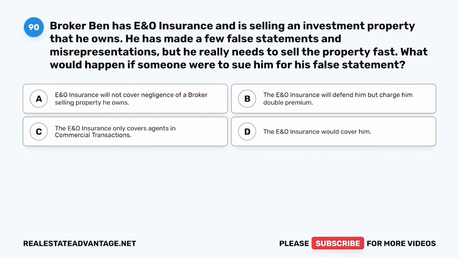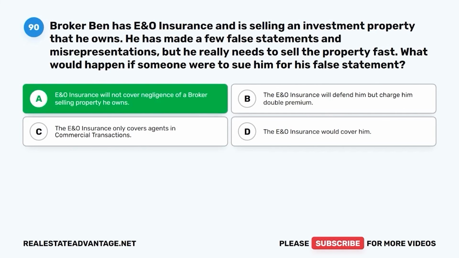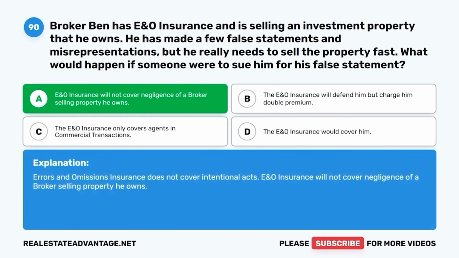B. The E&O insurance will defend him, but charge him double premium. C. The E&O insurance only covers agents in commercial transactions. D. The E&O insurance would cover him. The correct answer is A. E&O insurance will not cover negligence of a broker selling property he owns. Errors and omissions insurance does not cover intentional acts. E&O insurance will not cover negligence of a broker selling property he owns.